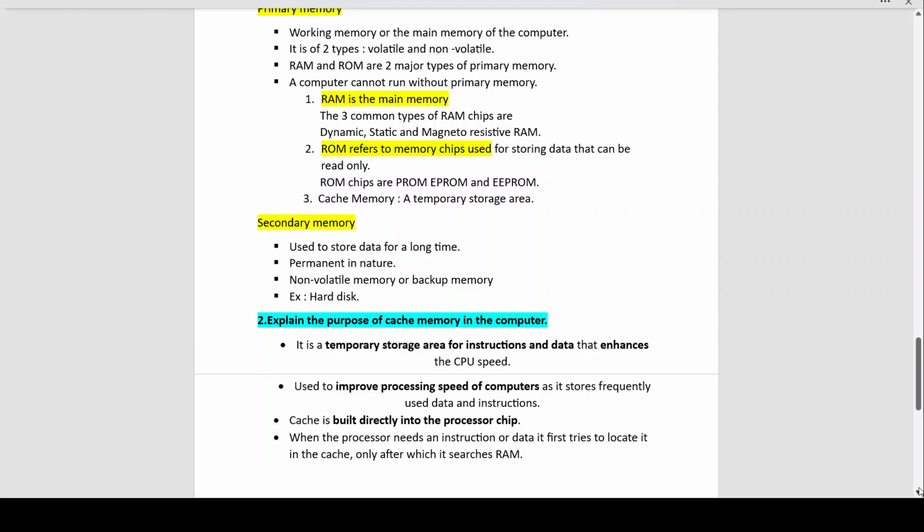RAM is the primary main memory, and the three common types of RAM chips are dynamic, static, and MRAM or magnetoresistive RAM. ROM refers to memory chips which are used for storing data that can only be read. ROM chips are PROM, EPROM, and EEPROM, and your cache memory, which is a temporary storage area. Next, secondary memory is used to store data for a long time. It is permanent in nature, non-volatile memory or backup memory, and its example is hard disk. So this is how you need to write your answers systematically.